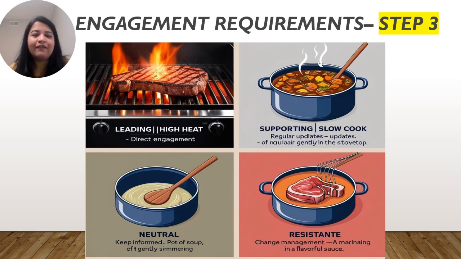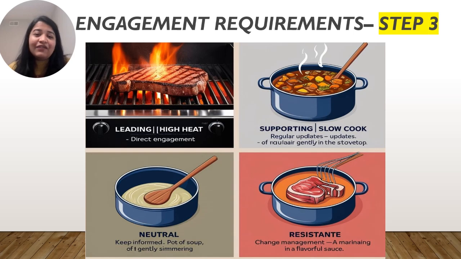Next is to have a supporting stakeholder. What that means is slow cooking, which is required for certain dishes, wherein you have to understand that these kinds of stakeholders who are supporting would need regular updates for them to give you the effective support that you need for your project. The third kind of stakeholder is neutral. Just like we have to keep these kinds of stakeholders informed about what's going on with the project, like how we do it with simmer cooking.